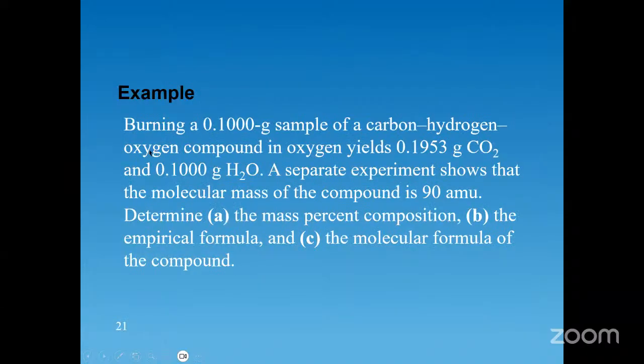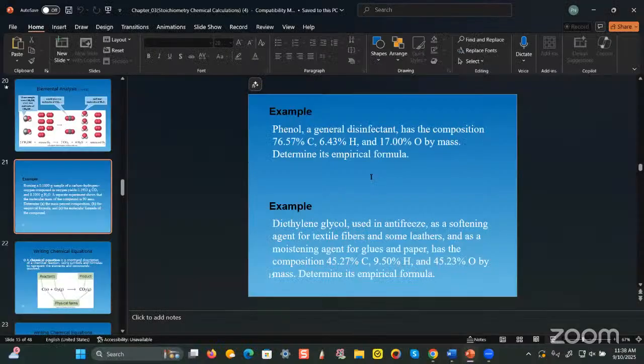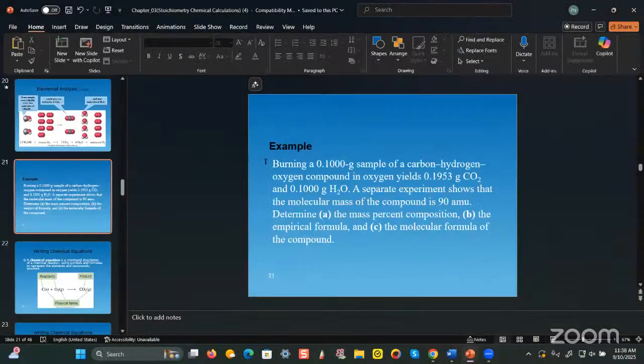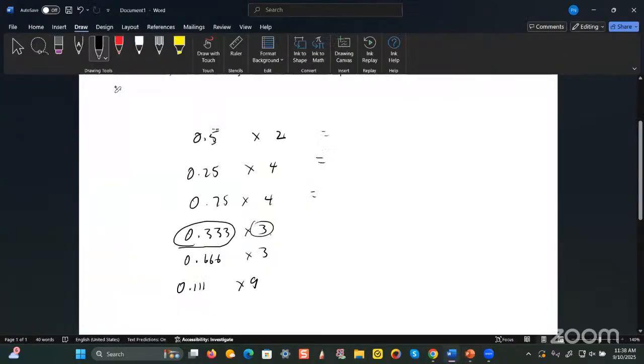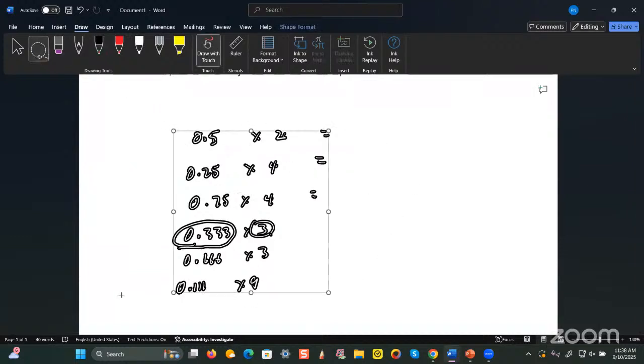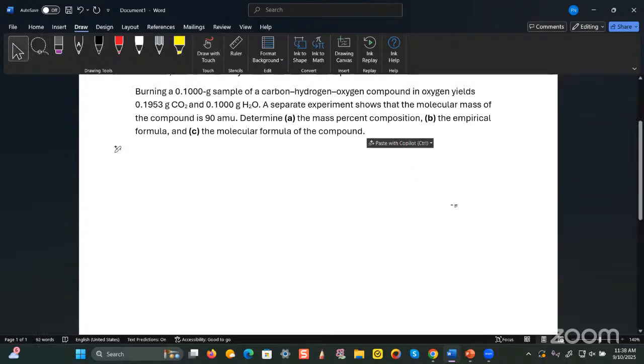Okay, so this is what I was getting to. We're going to look at this example right here. This is a good example of how you do the calculations associated with combustion analysis. So let me copy and paste here in Word. Okay, so this is the question right here.